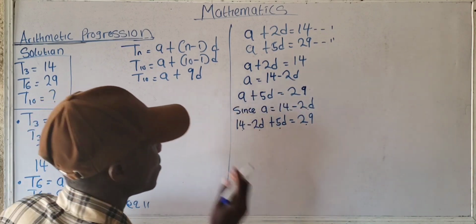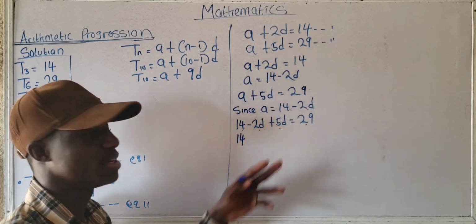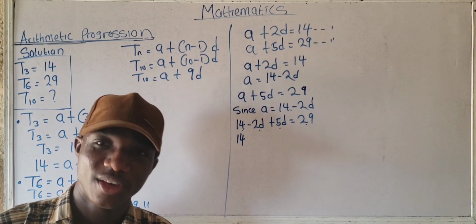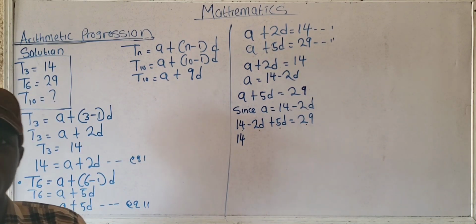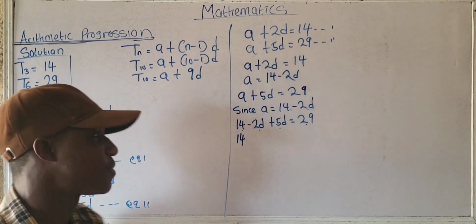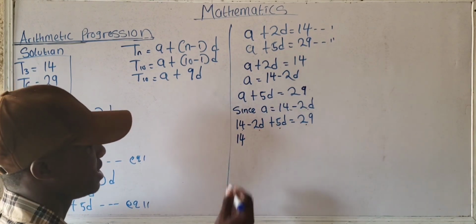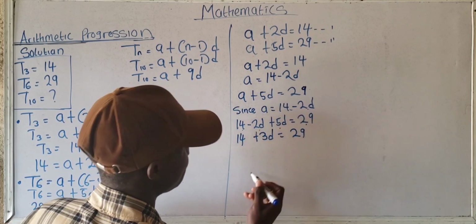Now, 14 minus 2D plus 5D. You are owing someone 2 naira. You are having 5 naira. If you pay the 2 naira, that means you are going to collect change. That change is 3 naira. Now, we have negative 2D, which is minus 2D, plus 5D. That is plus 3D, which equals 29.